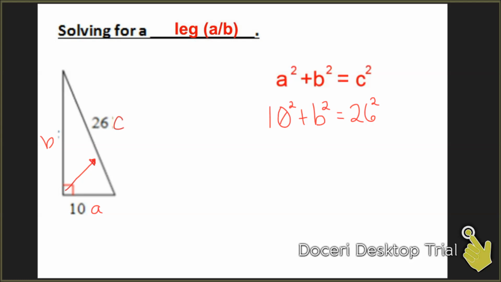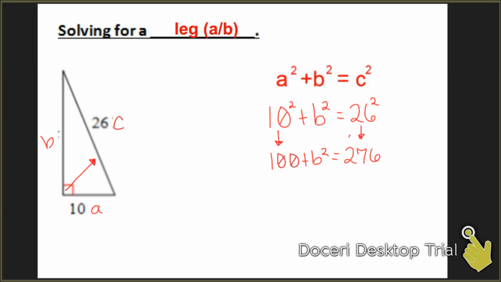Okay? So just like last time, we need to find out what these squares are. So you guys, again, are going to help me out. What's 10 squared give me? One more time, what's 10 squared? Okay, so we should have said 100. So I have 100 plus B squared, and that's going to equal 26 squared. And I'll help you out a little bit. 26 squared is going to leave us with 276.